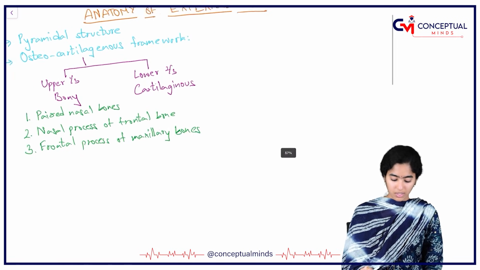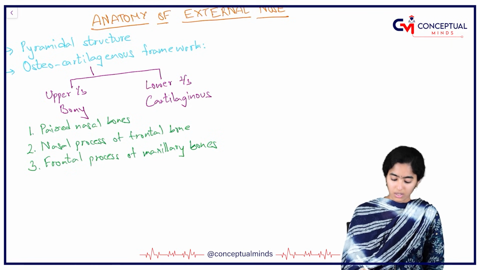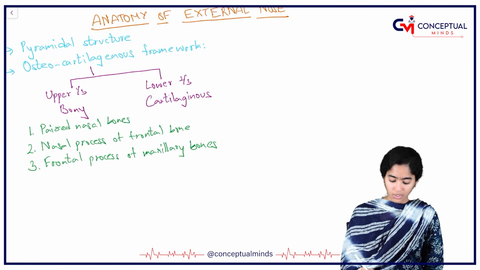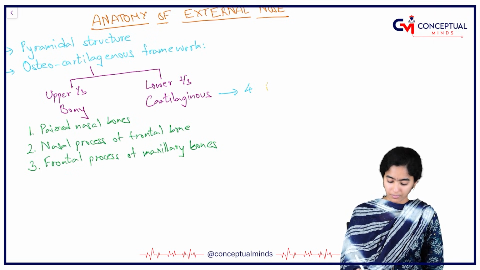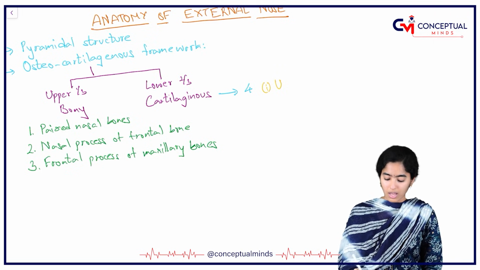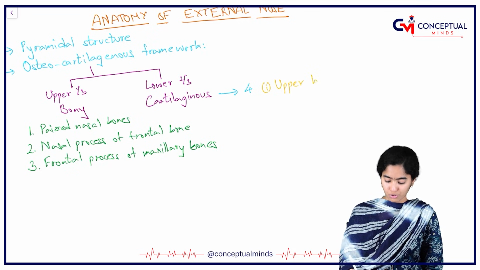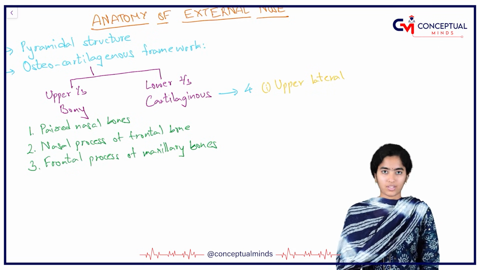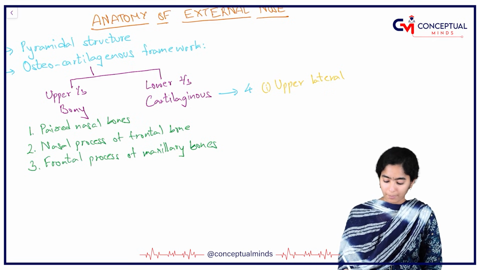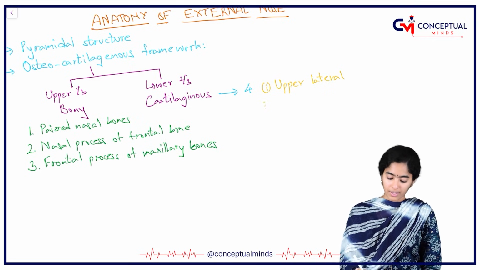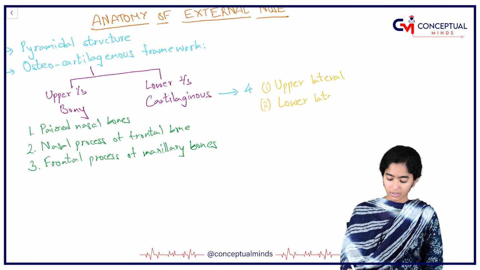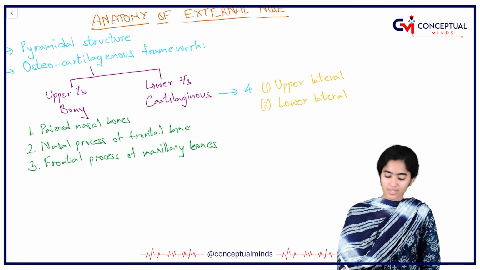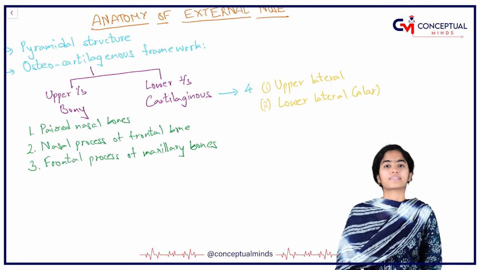The cartilaginous part of external nose is made up of 4 cartilages. And those 4 cartilages are: first one is upper lateral cartilage. They are paired, so actually there are two upper lateral cartilages, and then we have lower lateral cartilages. The lower lateral cartilages are also known as alar cartilages.